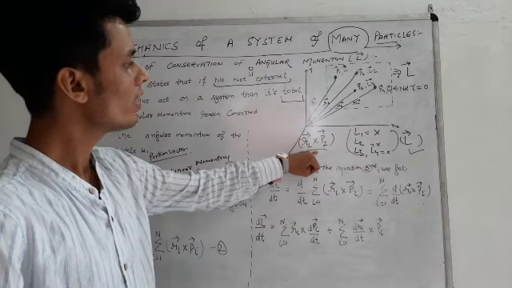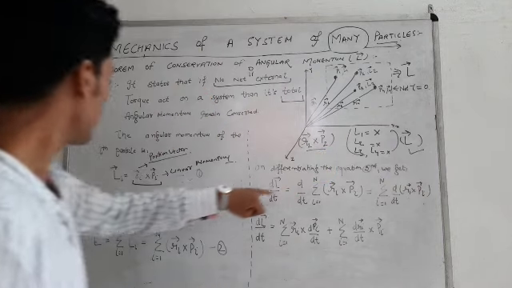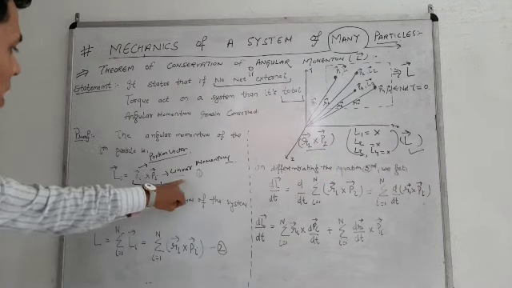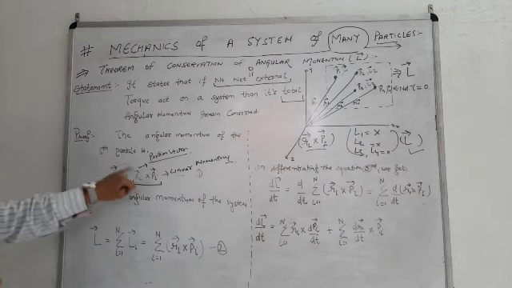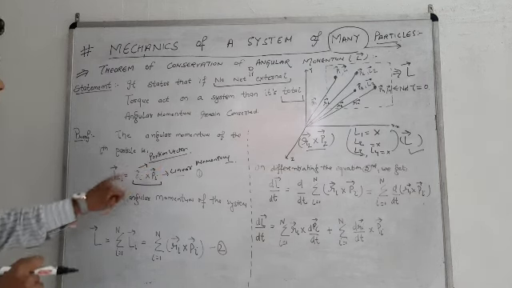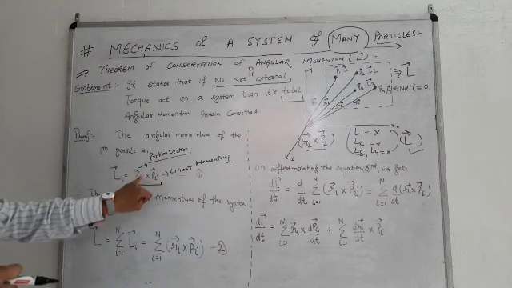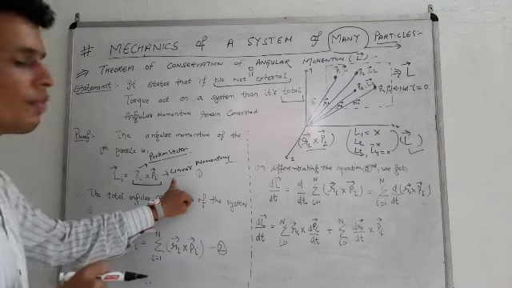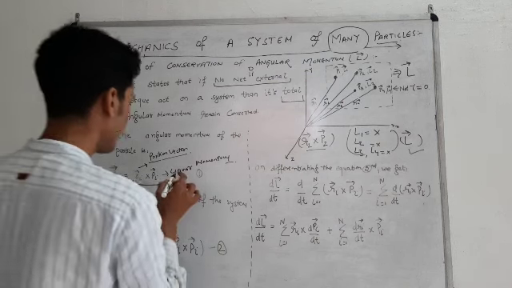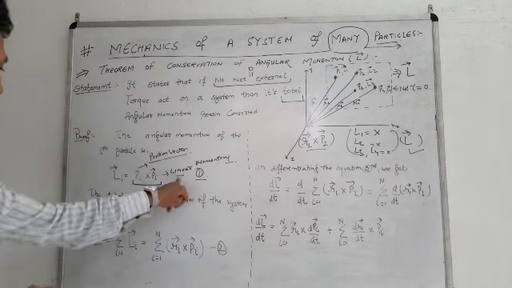By that way we can have a generalized term for the angular momentum of the ith particle, which is Li equal to Ri cross Pi, where Ri is the position vector and Pi is the linear momentum. We call this equation number 1.